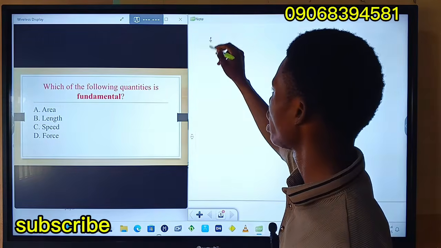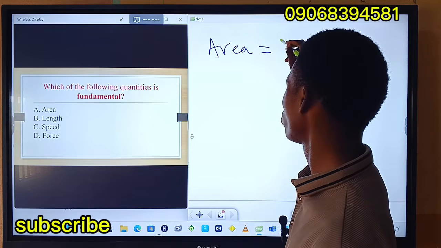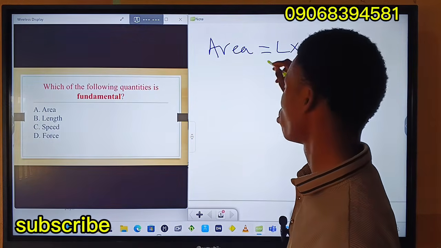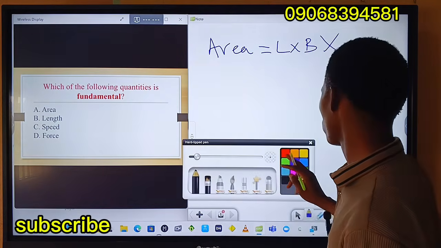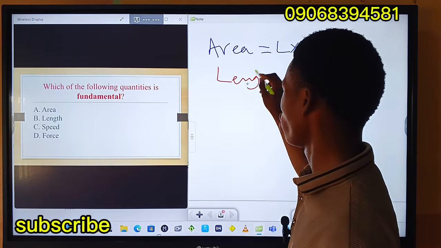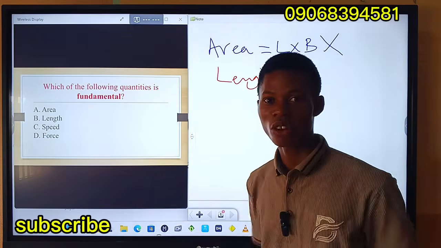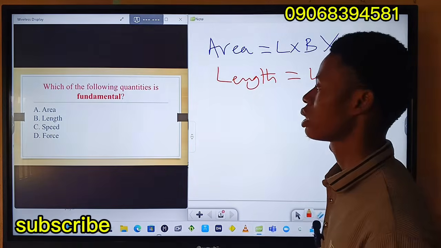A, area. Now let's look at area first of all. Can you break down area? Yes, area is length times breadth. So since it has a formula, you can break it down. This is not a fundamental quantity. Now, the second one, length. Can you break down length? What's the formula for length? Now you use your common sense and tell me the formula for length. Length is length. You cannot break down length. So length is a fundamental quantity.